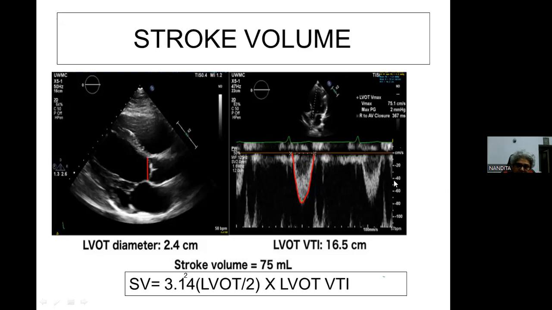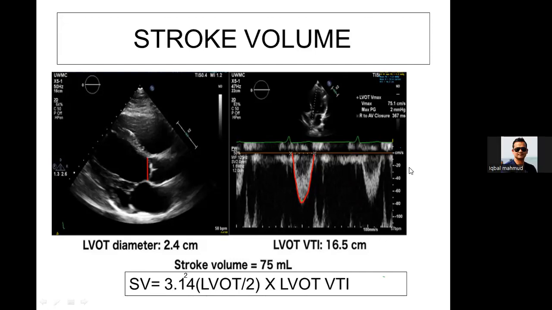So far, so good? Yes. Now the second measurement: we trace this particular envelope and get the LVOT velocity time interval, or LVOT VTI. So we've got the LVOT diameter and the LVOT VTI. The machine automatically, through this formula, gives you the stroke volume. Okay, thank you, ma'am.